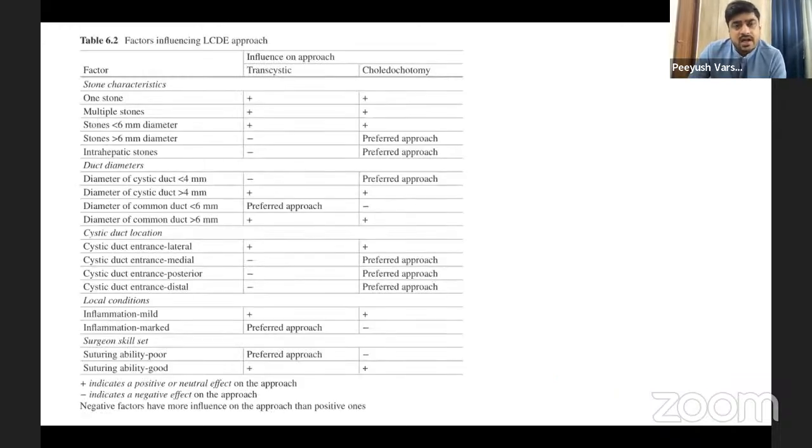This is one of the slides showing what approach has to be used for CBD exploration, whether a transcystic or a choledocotomy. To remind you, the smallest choledocoscope available is around 6 mm. So a cystic duct has to be more than 4 to 5 mm for the choledocoscope to pass. Otherwise, the CBD route is preferred. And if the cystic duct is located laterally or medially, posteriorly, or inferiorly, then obviously the CBD route is mostly preferred.